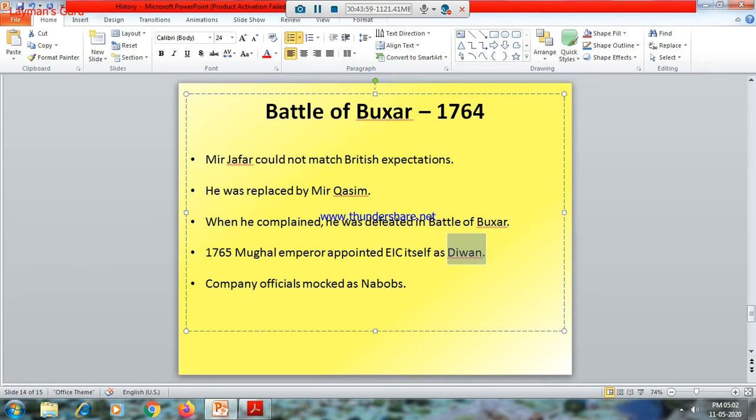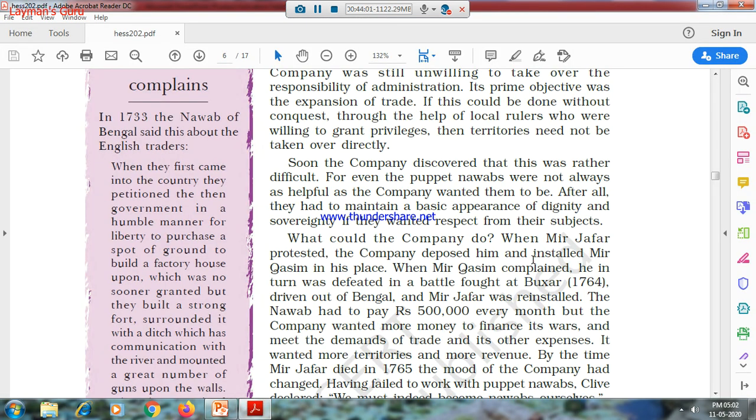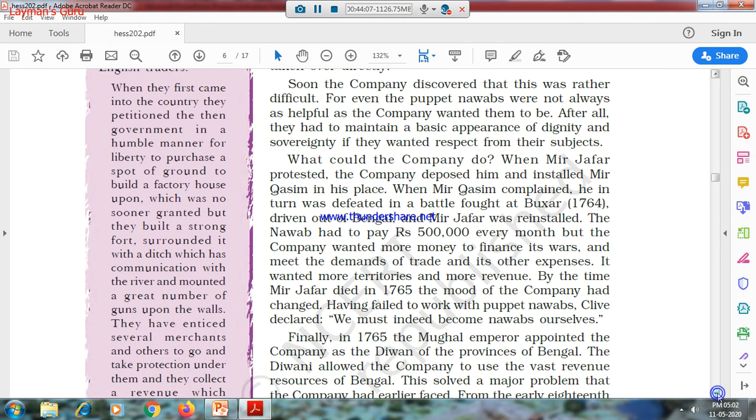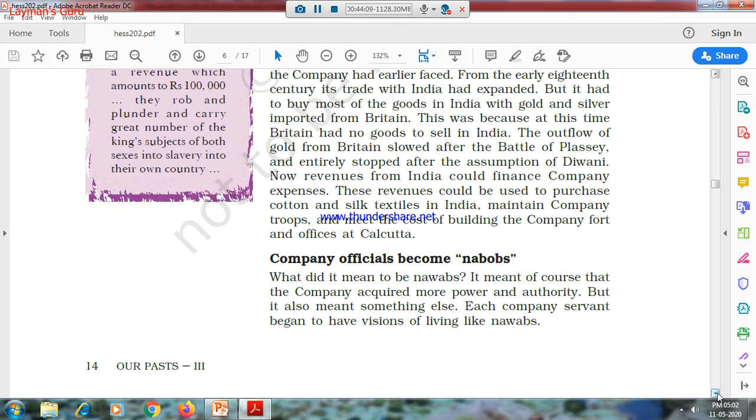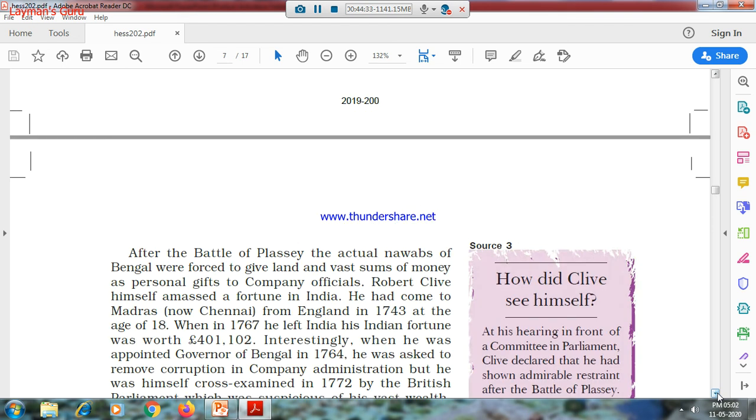Company officials were so corrupt that the company was still running at a loss, while company officials made good profit. Everybody started to live like a king. Every company official started to live a life like a king. That is why they were funnily mocked: "Okay, are you a Nawab?" Instead they were called Nabobs. A British Nawab is called a Nabob.